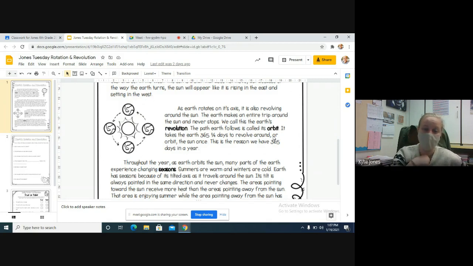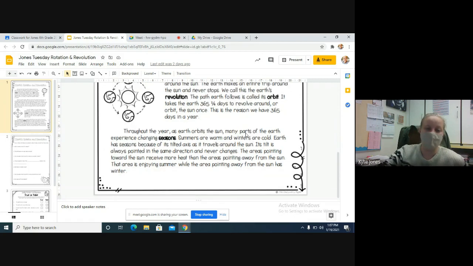This is the reason that we have a 365-day year, right? Throughout the year, as Earth orbits the sun, many parts of the Earth experience the changing seasons. Summers are warm and winters are cold.